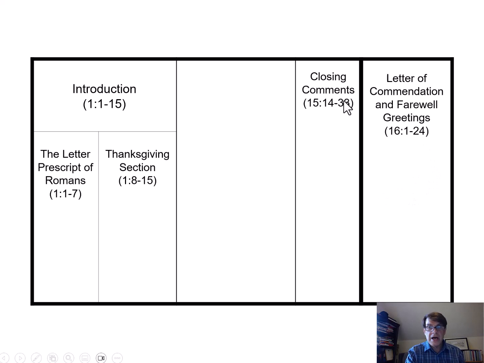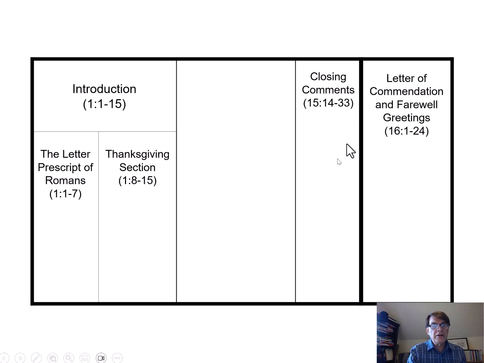Okay, closing comments. Now, again, I've left Romans 16 on the map, and you can see how if we were to do the outline in the old Roman numeral fashion, it kind of goes this way. So this would be Roman numeral 1. This would be Roman numeral 2. This would be Roman numeral 3. This would be Roman numeral 4. And then if this is Roman numeral 1, this would be capital letter A, capital letter B, and so forth. So you can see how it translates to the old boring Roman numeral outlines?